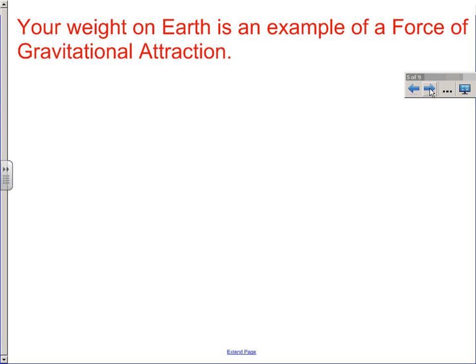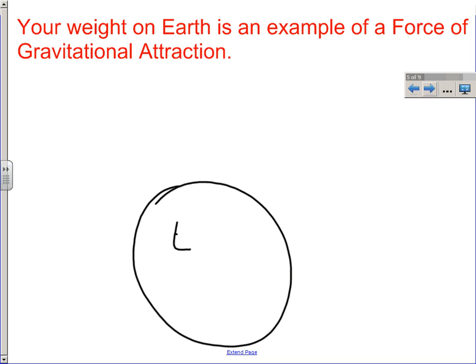So check it out. Let's pretend for a moment that you and the Earth are the only two objects. So here's the Earth, and here's you. Hello. And you're drinking a milkshake because you like milkshakes. We have agreed that gravity is pulling you down, right? Now, when we say gravity, what we're talking about is the Earth's gravity. So here's the force of gravity from the Earth.